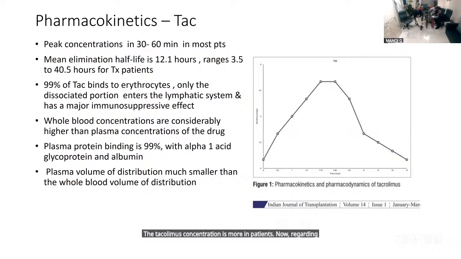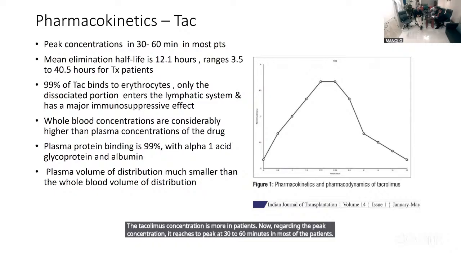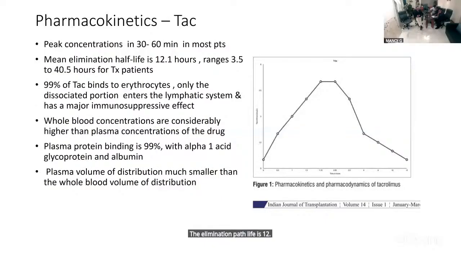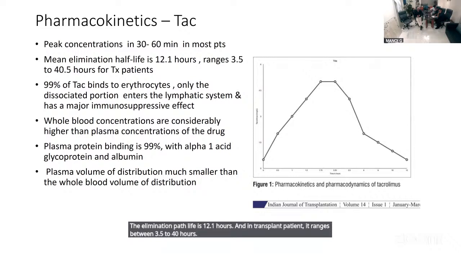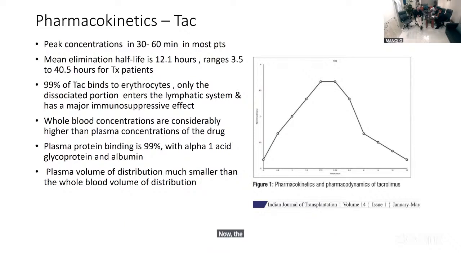Now, regarding the peak concentration, it reaches peak at 30 to 60 minutes in most of the patients. The elimination half-life is 12.1 hours. And in transplant patients, it ranges between 3.5 to 40 hours. Now, the absorbed tacrolimus is 99% bound to erythrocytes. And only the dissociated form enters the lymphatic system and has a major immunosuppressive effect. That is the reason we always order whole blood concentration level and not plasma level of tacrolimus.